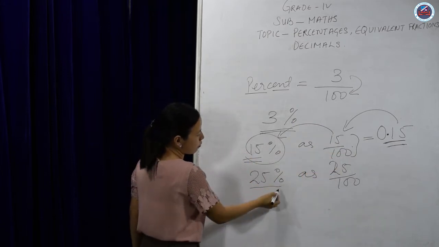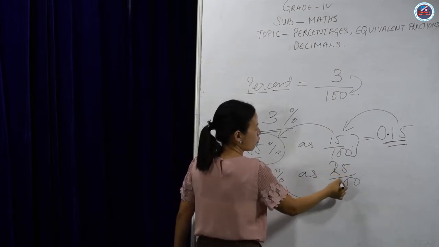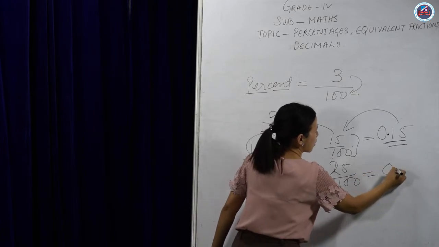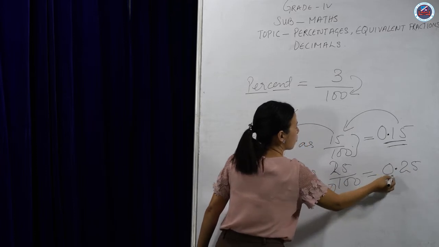That is 25%. When we change it into a fraction, we will write 25 over 100. And then when we change it into decimal form, we can write it as 0.25: two numbers from the back and put a point.